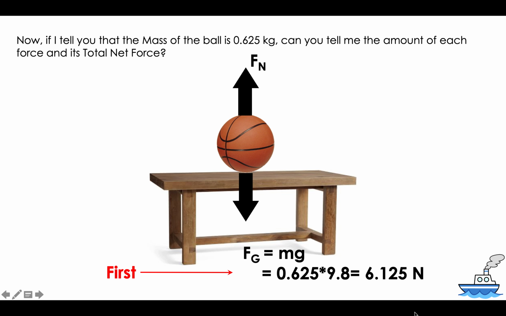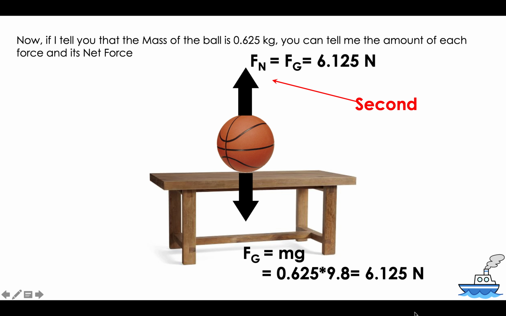With this, first we will calculate the force of gravity, that you remember is mass times gravity. The mass was given, that is 0.625 times 9.8, that is the gravity of our planet, that gives us 6.125 newtons.